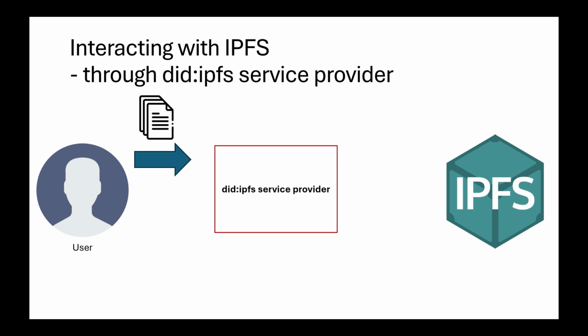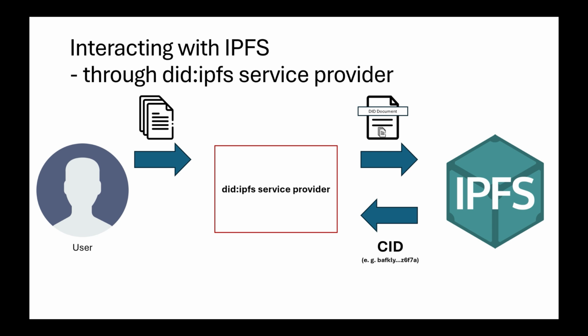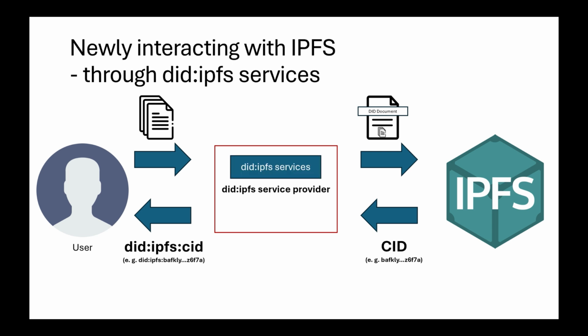The user still uploads a file, but this time to the service provider, which transforms that file into a DIF document, and that DIF document still contains the file, but also other features that are DIF document related. This DIF document is then stored in IPFS, which generates a content identifier for it, and that content identifier can be used by the service provider to create the DIF IPFS identifier.